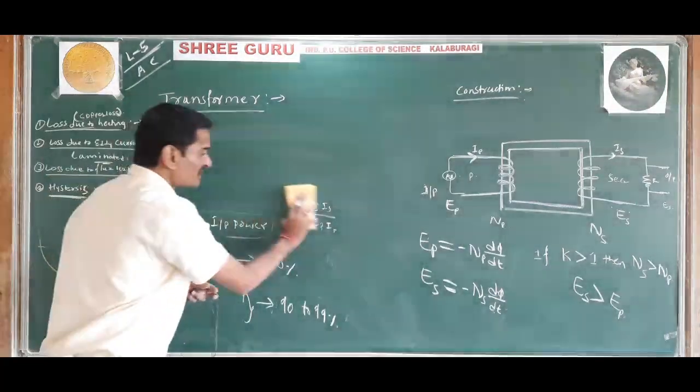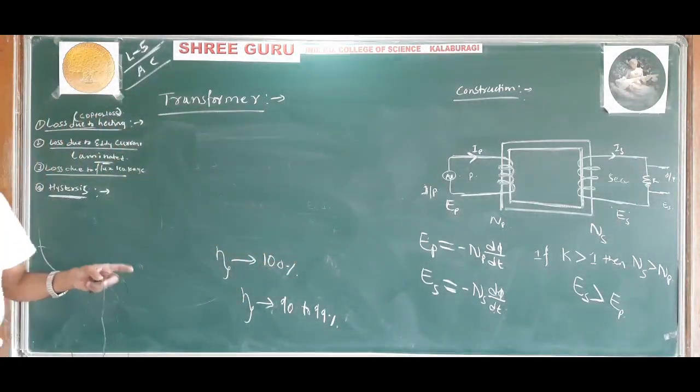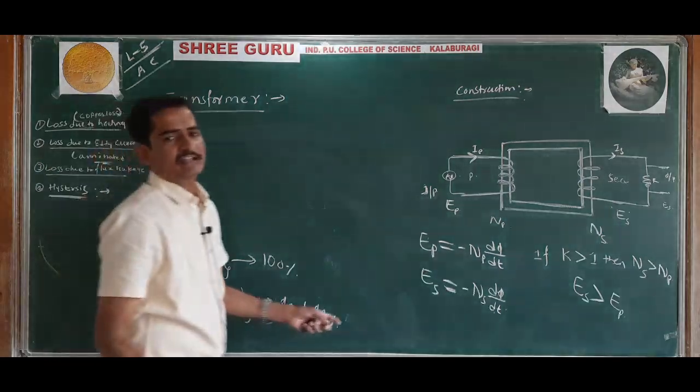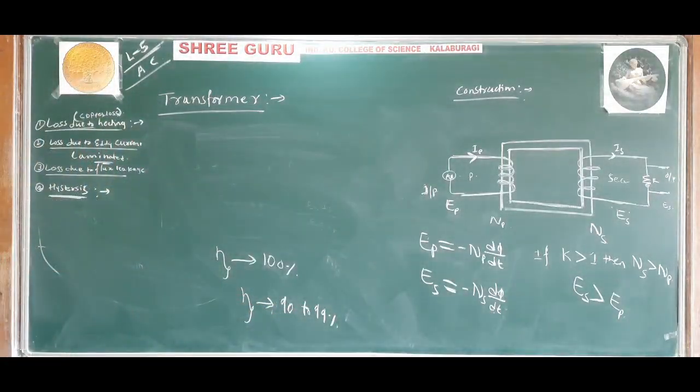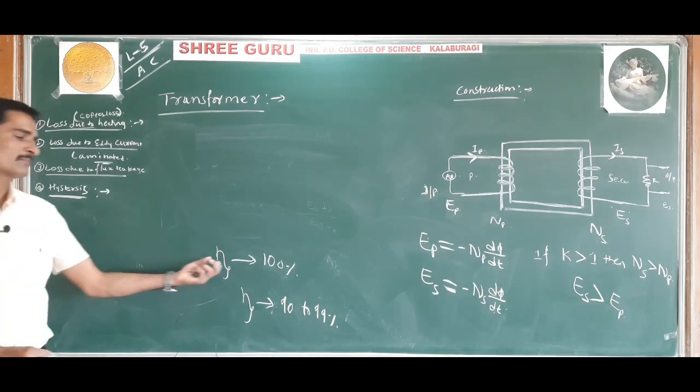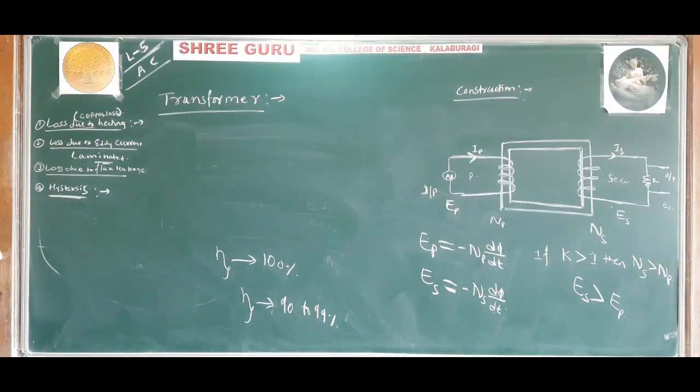Hence, the efficiency of a transformer will not be 100% practically, but for an ideal transformer the efficiency will be 100%.